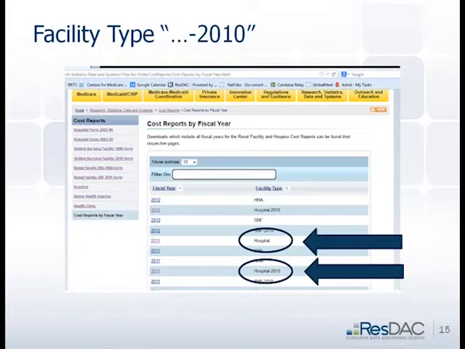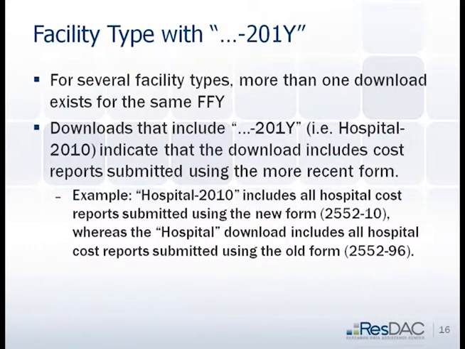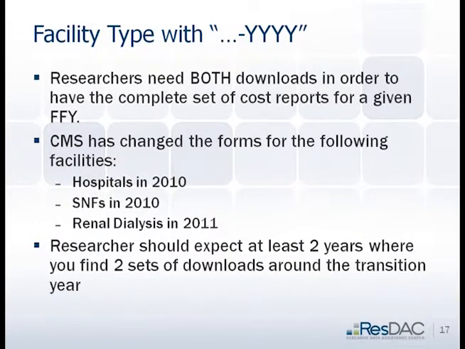Okay, so now let's hope nobody's studying hospice or rural health clinics, but then also what about if you have a changeover with a form? During the time periods when you have a changeover, you could be working with multiple downloads for a given year to get the complete picture. It really gets crazy with the amount of data files that you might be needing to look at to get the full picture. So hospitals, 2010 was the year, so you'll be working with 2 downloads, and it seems like you should expect at least 2 years where you're going to have to work with 2 downloads to cover the changeover.